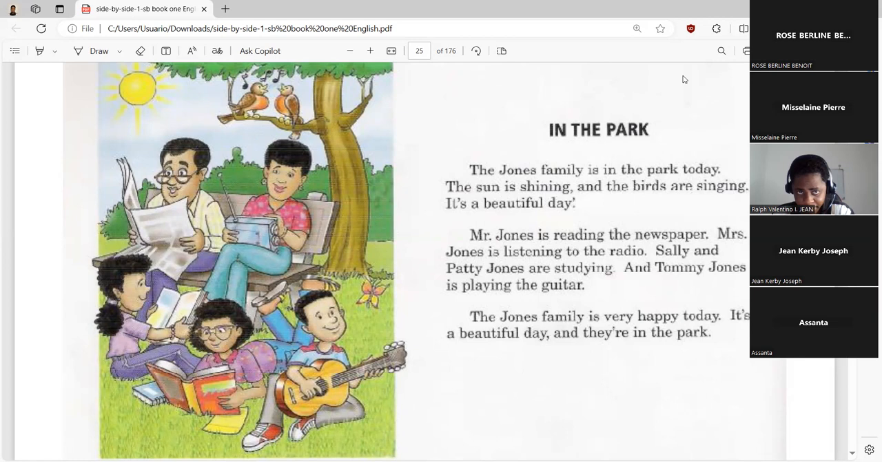In the park. The Jones family is in the park today. The sun is shining, and the birds are singing. Beautiful day. Mr. Jones is reading the newspaper. Mrs. Jones is listening to the radio. And Patty Jones are studying. And Tommy Jones is playing the guitar. The Jones family is very happy today. It's a beautiful day. And they are in the park. Très bien.